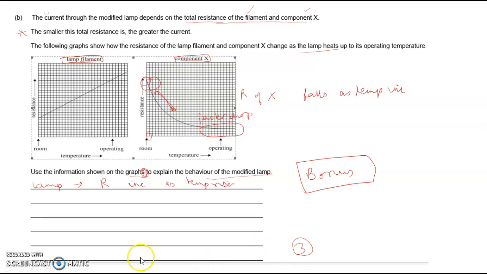So this is the discussion about the second question. In the third video, I will be looking into the third question, which involves some calculations of thermistors and resistance.